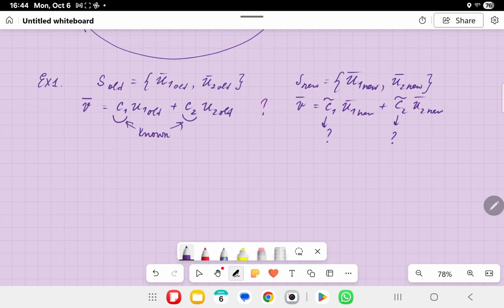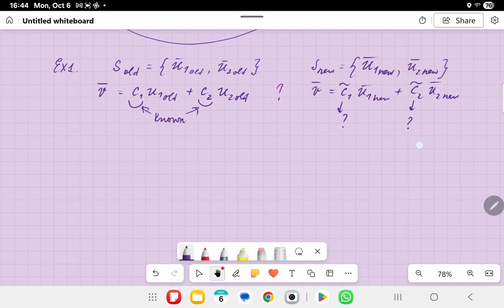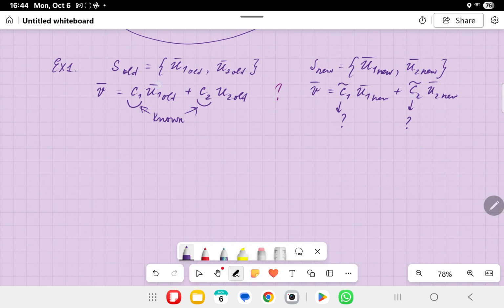How we can work? Let's watch how we are going to work. What is the general idea of how we solve this problem? Well, what we can do, guys, we can express vector u1 old as a linear combination of these new basis vectors. Because this vector u1 old belongs to vector space V, like any normal vector, it can be expressed through some other basis, and that's what we can do.